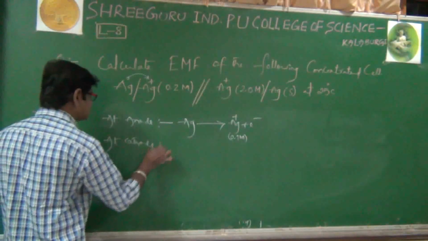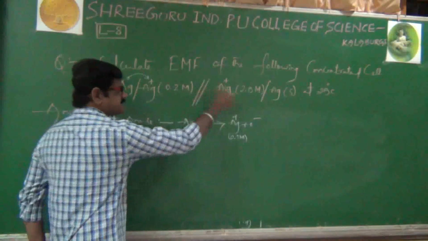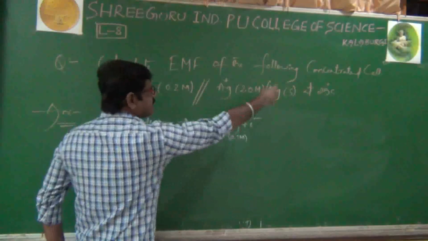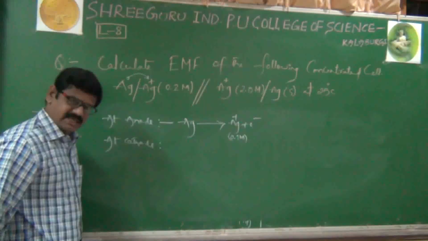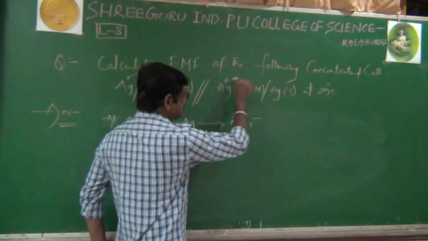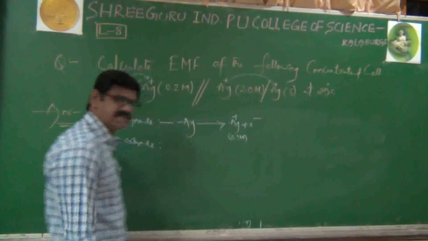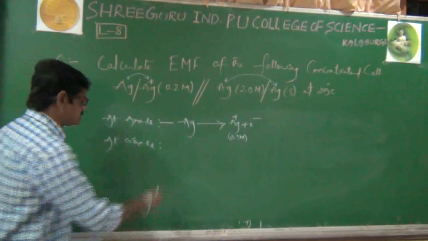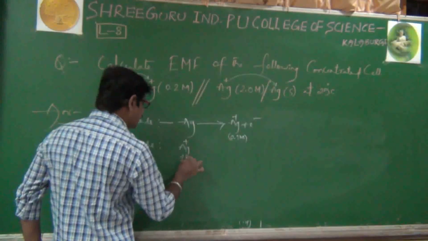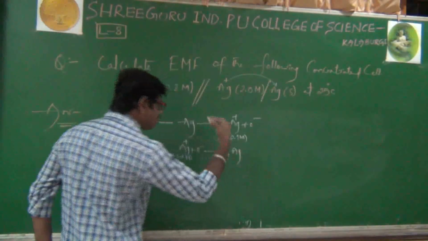Now at cathode is nothing but reduction. In this cell symbol, on the right side of the salt bridge, whatever electrode is there, that electrode undergoes reduction. If you observe the symbol, +1 oxidation number converted to 0, a decrease in oxidation state, nothing but a reduction process. Therefore, Ag plus, whose concentration is of course 2 molar, by taking one electron converts to silver.